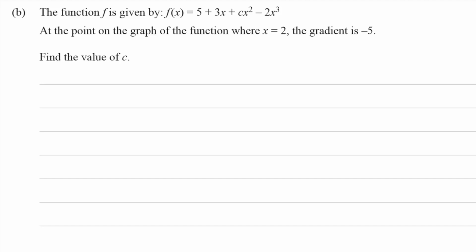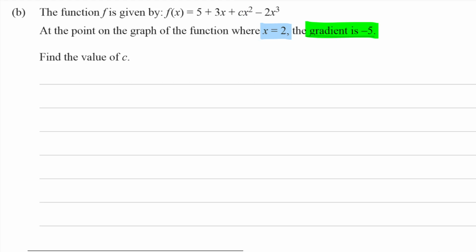So the function is given by f of x equals 5 plus 3x plus c x squared minus 2x cubed. And we are told that there's a point on this graph at x equals 2 where the gradient is minus 5. And we are asked to find the value of c. Right, c just being that constant in our function.